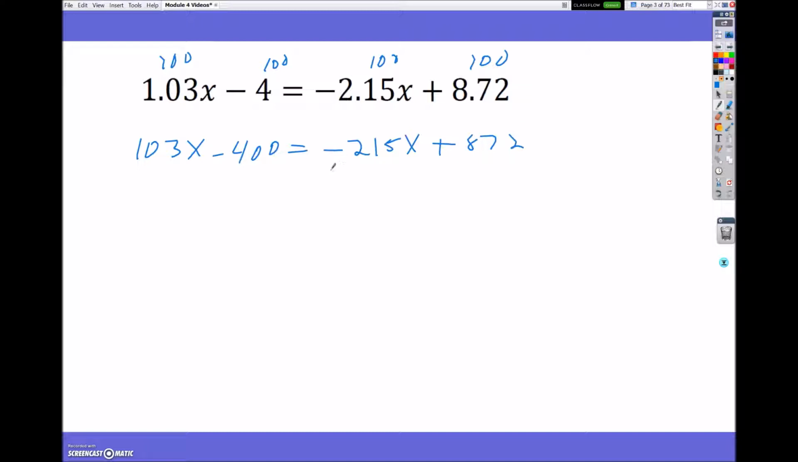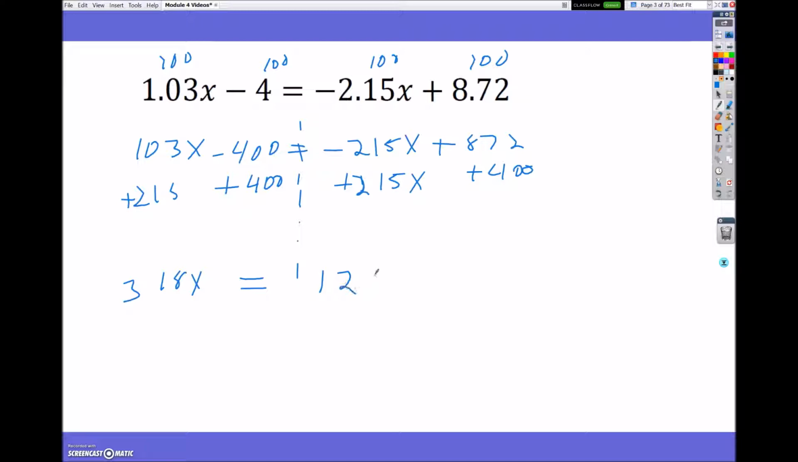Now while I have bigger numbers, it's kind of easier to deal with now that I don't have fractions. So I'm going to get all of the variables on one side of the equal sign. I'm going to do that by adding 215x on both sides of the equal sign. This will give me 318x. And then I'm going to add 400 on both sides of the equal sign. This will give me then 318x is equal to 1,272. And then what I'm going to do is divide both sides by 318.